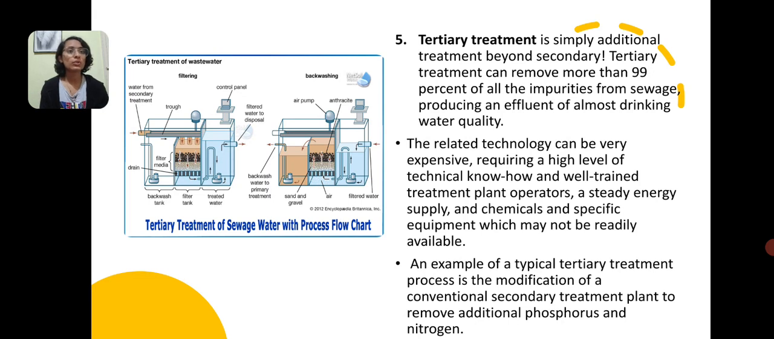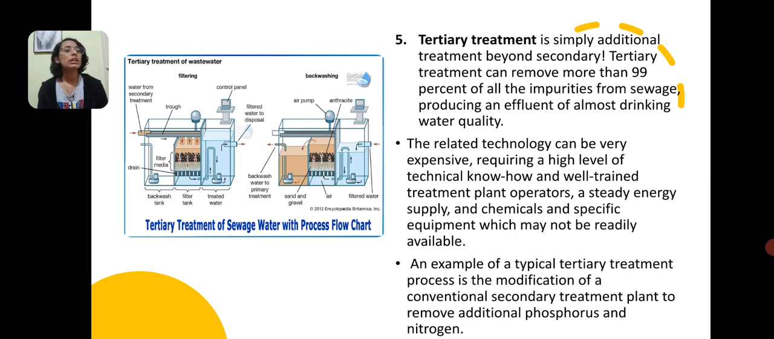And next, let us look into the tertiary treatment. That is simply additional treatment beyond secondary treatment. Tertiary treatment can remove more than 99% of all the impurities from sewage, producing an effluent of almost drinking water quality.